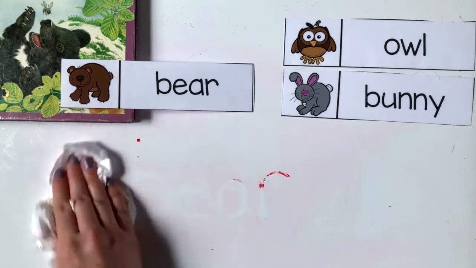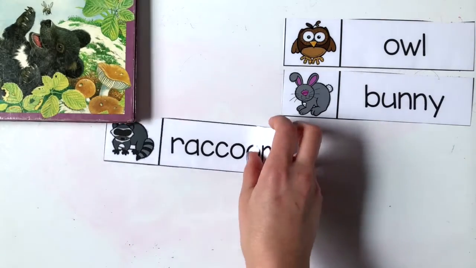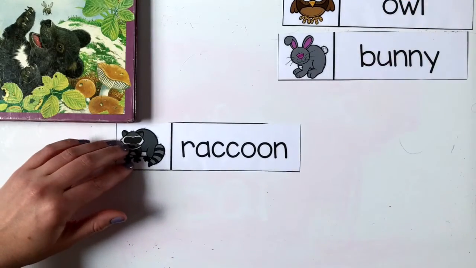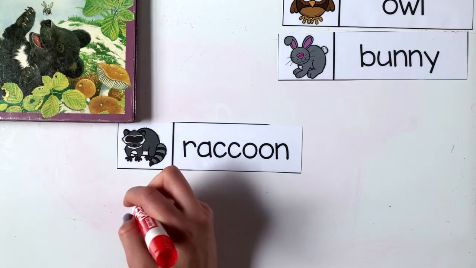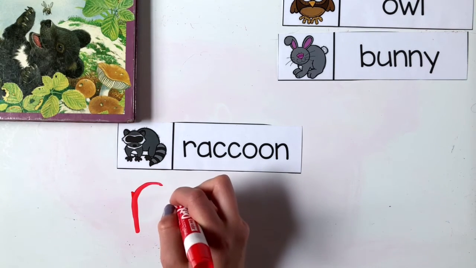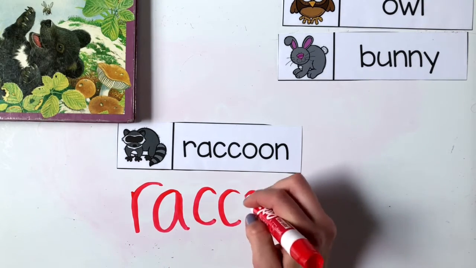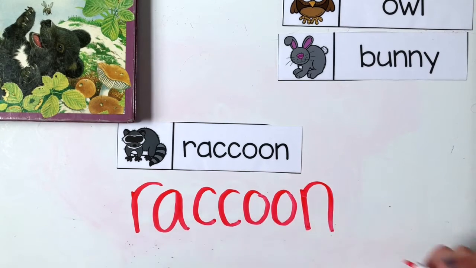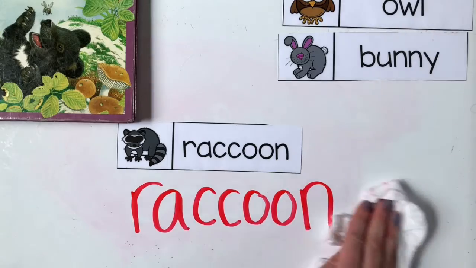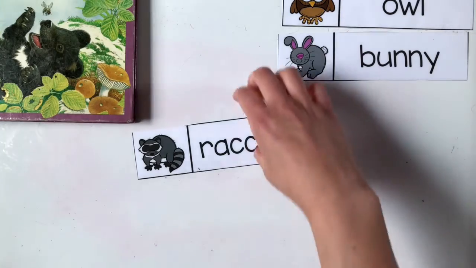So, for our next word, there was also a raccoon in the story. So we're going to practice writing the word raccoon. And raccoon starts with the letter R. So, a, coon. And take your time, friends, writing each letter. And again, pause the video so you can take your time doing nice, neat handwriting.